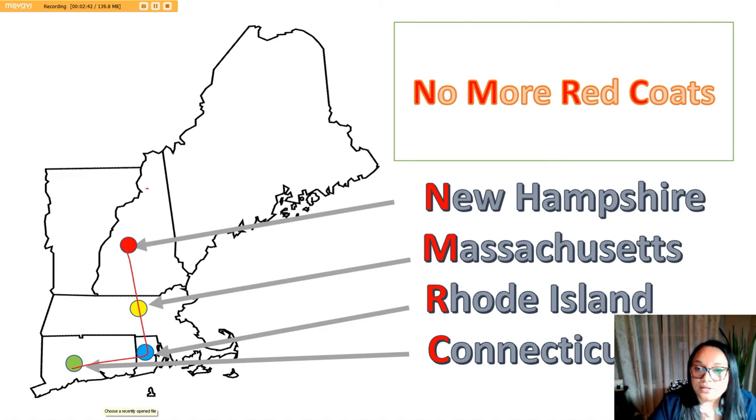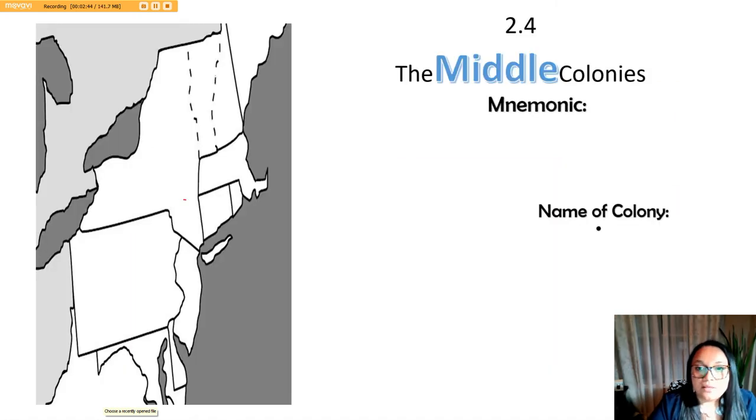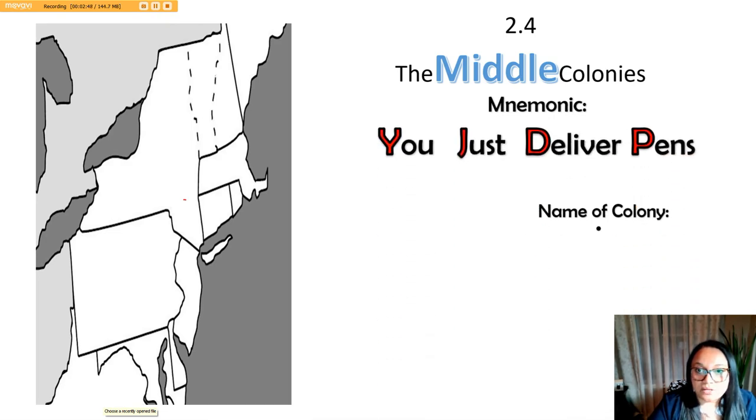Let's go to the next one. The next set of colonies we have is the middle colonies. The mnemonic for this one is "you just deliver pens." I tried to make mnemonics that kind of sounded similar to the colonies themselves. For most of them, it did not work, but for some of them, like two in the set, it does work. Very first one, Y-O for York, just, straight underneath it.